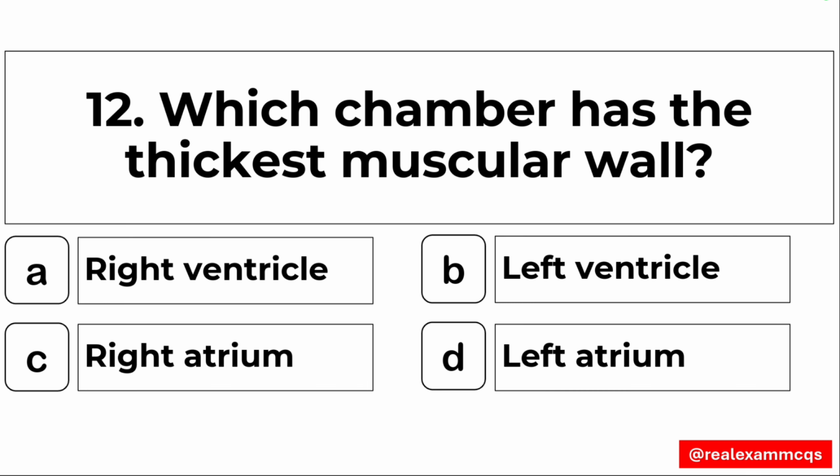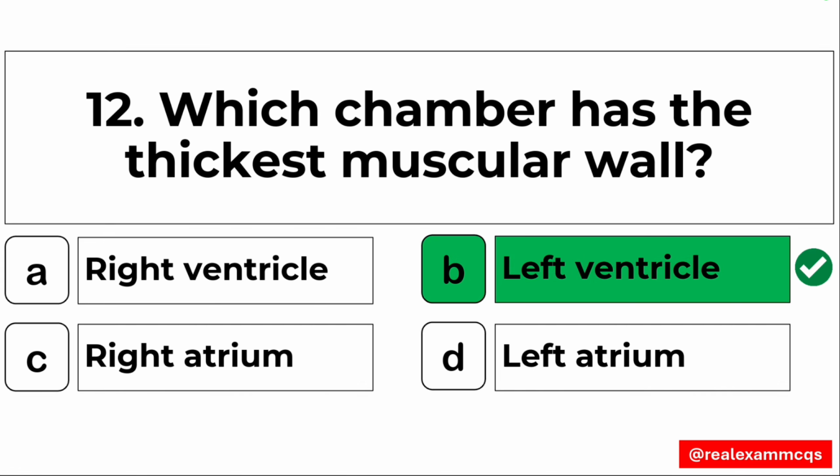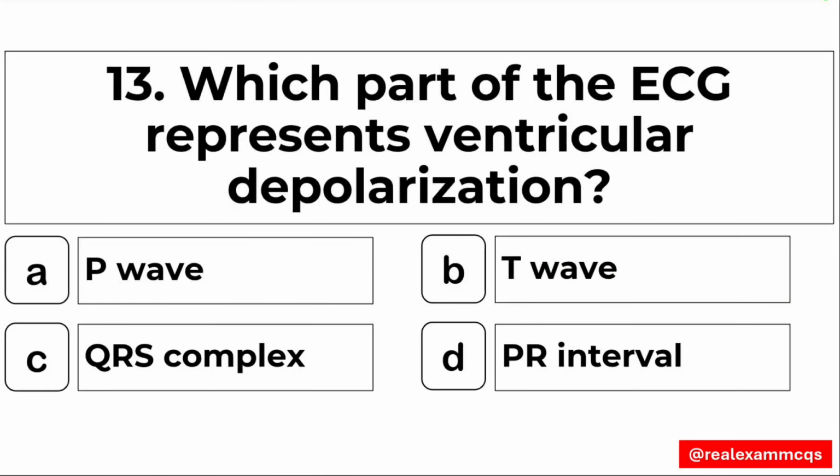12. Which chamber has the thickest muscular wall? Right answer, option B, the left ventricle. Question 13. Which part of the ECG represents ventricular depolarization? Option C is the right answer, the QRS complex.